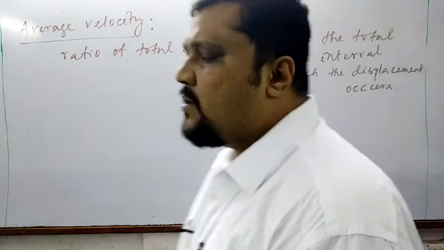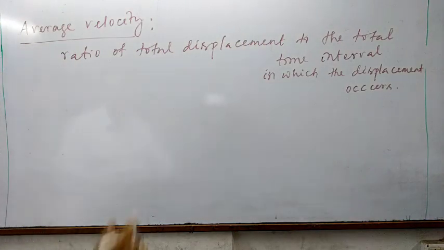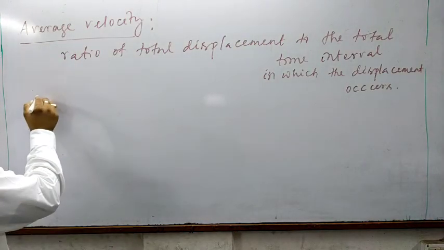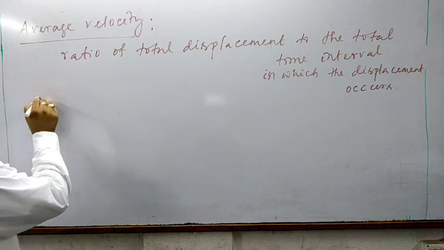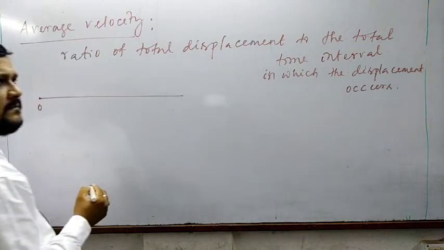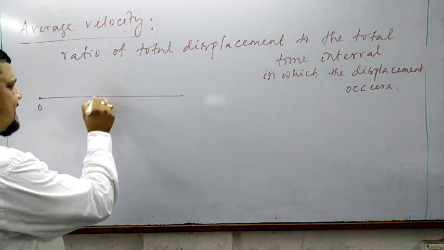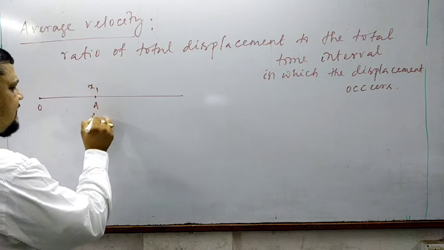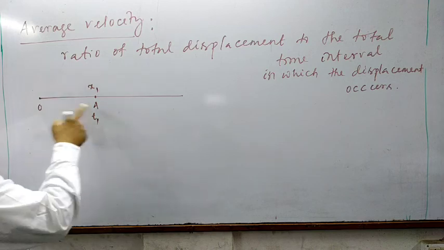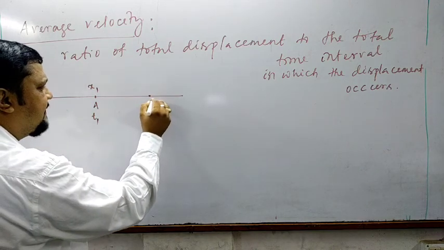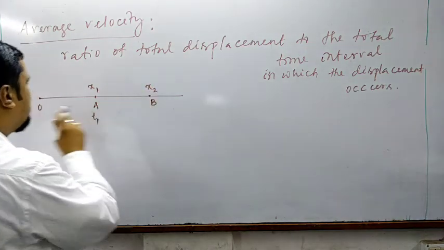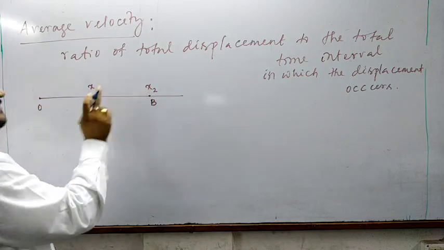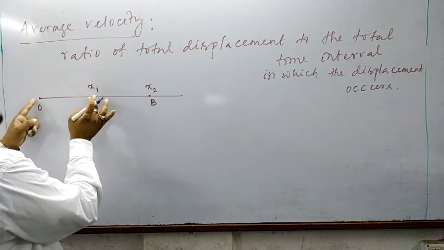Clear? So we can write this as, let us consider this is the origin. From the origin a body travels like this. Let at the point A it has a displacement of x1 in time t1 from the origin. Then at the point B it has a displacement of x2 with respect to the origin. This total is x2, this is x1.